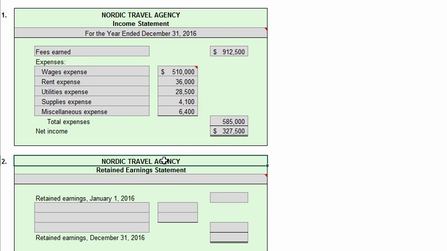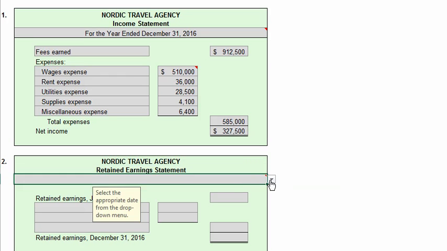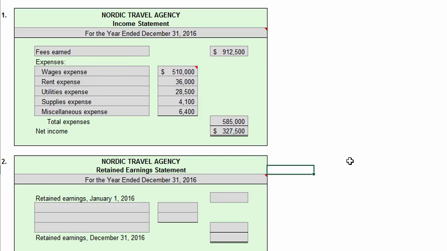We start with the name of the business, which they have filled in for you. Then the name of the financial statement. This is our retained earnings statement. And it covers a period of time, so it again is dated just like the income statement for the year ended December 31, 2016.